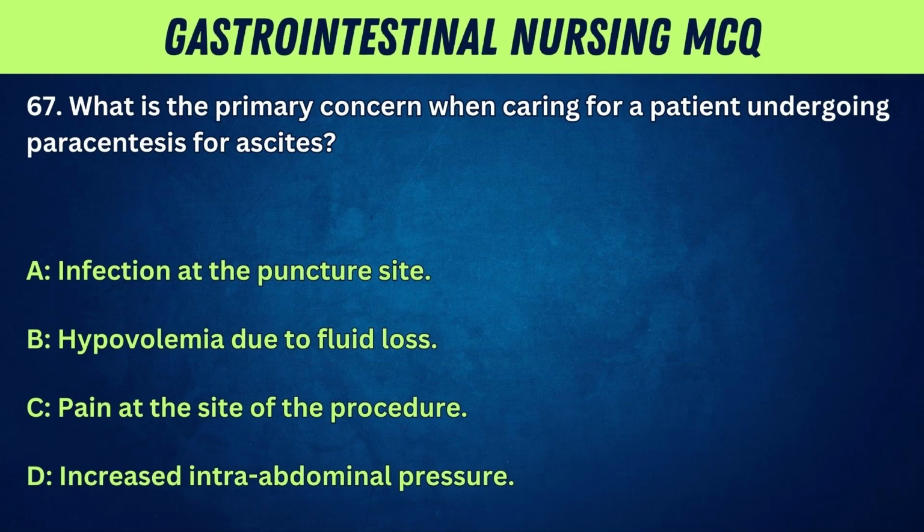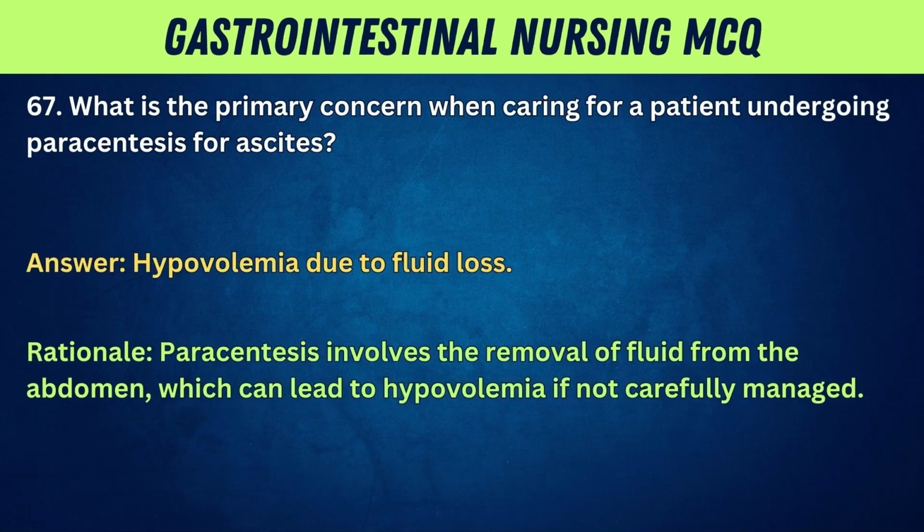67. What is the primary concern when caring for a patient undergoing paracentesis for ascites? A. Infection at the puncture site. B. Hypovolemia due to fluid loss. C. Pain at the site of the procedure. D. Increased intra-abdominal pressure. Answer. Hypovolemia due to fluid loss. Rationale. Paracentesis involves the removal of fluid from the abdomen, which can lead to hypovolemia if not carefully managed.